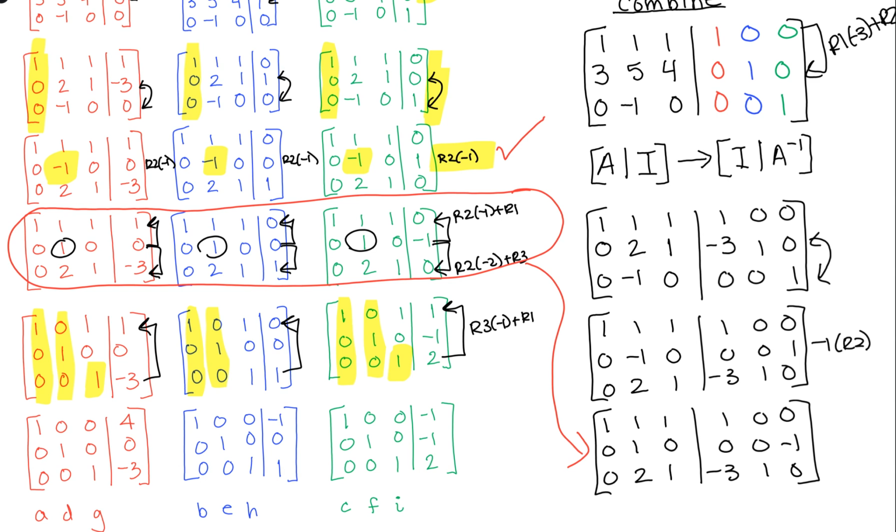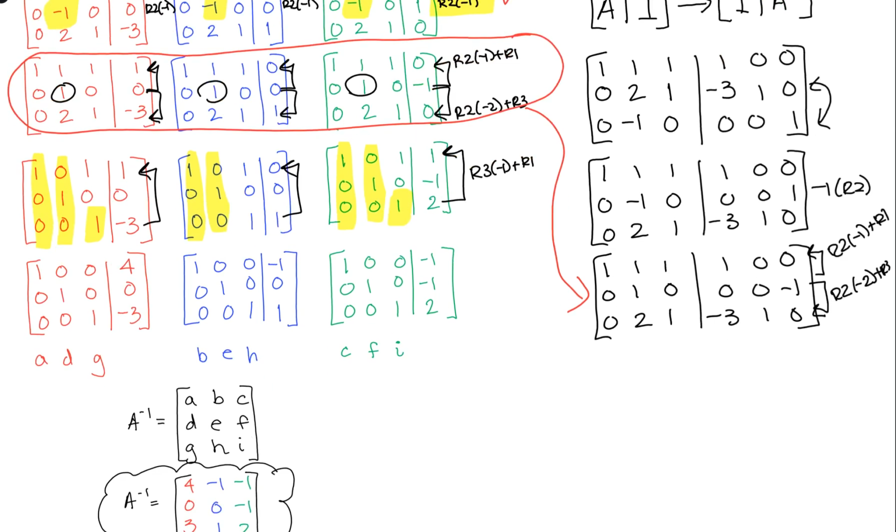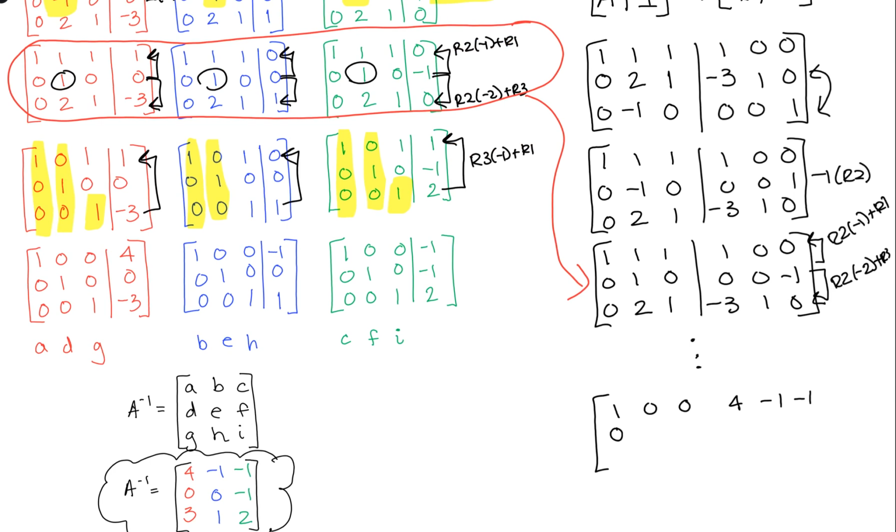And then I continue on. So again, now I'm going to get rid of this 2. So row 2 times negative 2 plus row 3. And get rid of this 1. So row 2 times negative 1 plus row 1. And I continue that process all the way until the end. And I'm not going to do it because we've already done it. In the end, I end up with 1, 0, 0, 4, negative 1, negative 1. 0, 1, 0, 0, 0, negative 1, 0, 0, 1, 3, 1, 2.